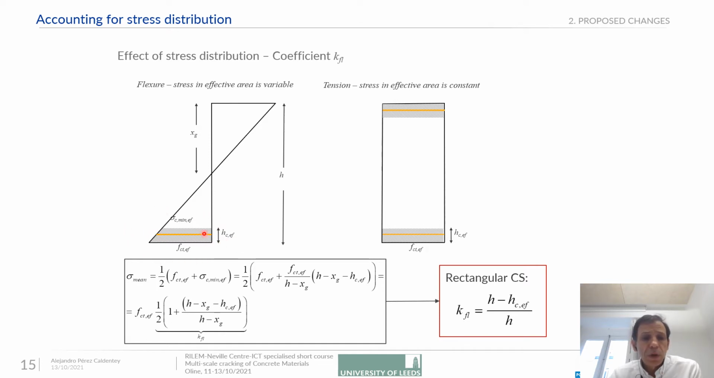What is important here is the mean stress in the effective area, which is expressed by this equation. If we simplify this and apply it to a rectangular cross-section, this kFL factor is just the height of the element minus the effective height, divided by the height of the element. So for a small element where h_c,eff is equal to h over 2, then kFL would be equal to 0.5, as predicted by Eurocode 2.